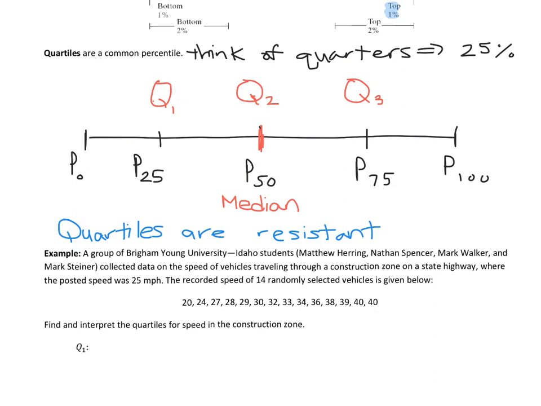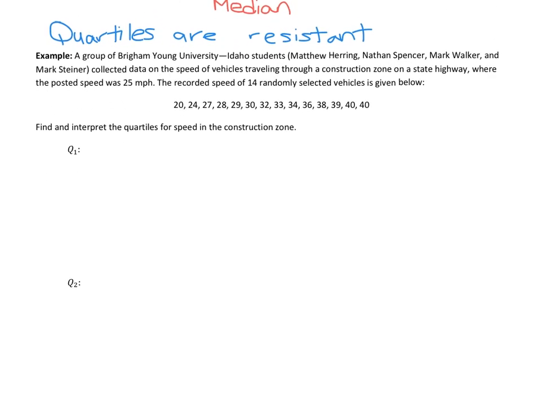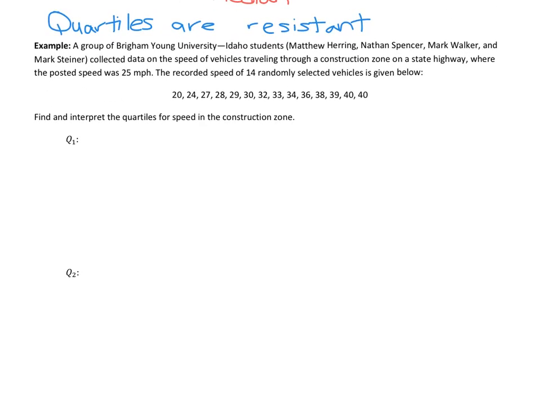All right, so let's look at an example using our quartiles. So we have these students. They collected data on the speed of vehicles traveling through a construction zone on a state highway where the posted speed was 25 miles per hour. So that means all the cars went 25 miles per hour, right? Well, let's see. The recorded speed of 14 randomly selected vehicles is given below. Oops, we kind of failed on that, right? Not too many people went 25 miles per hour.